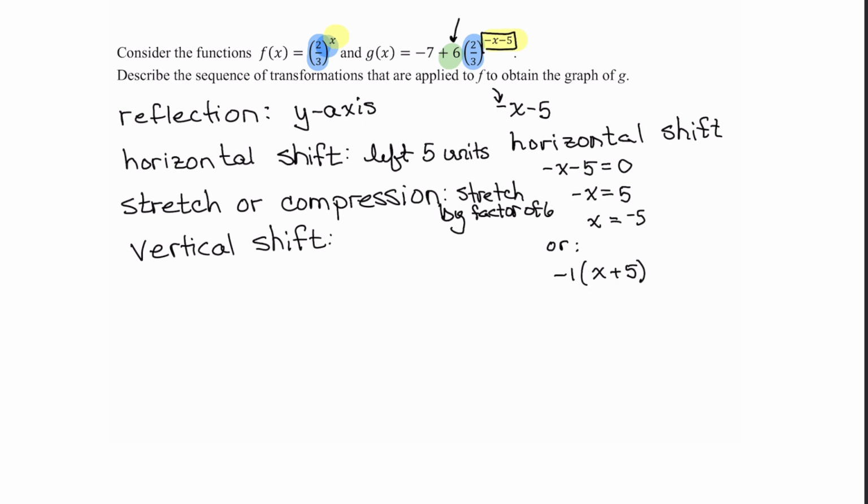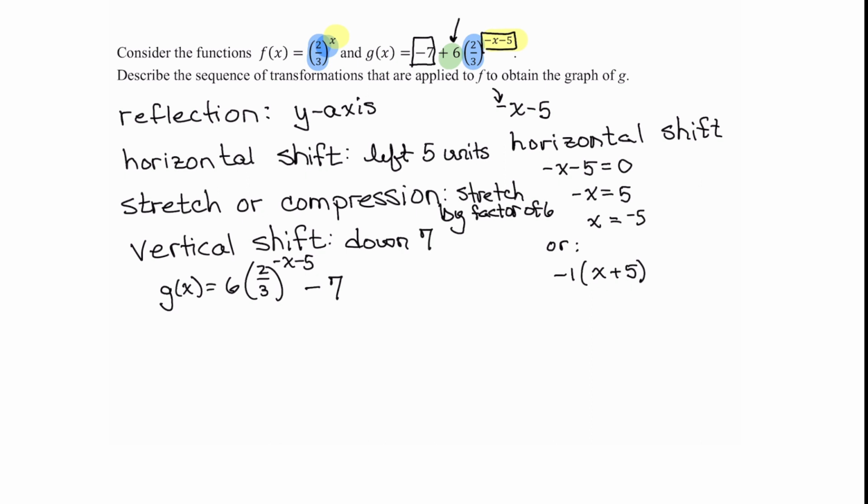And then vertical shift, well, the vertical shift is identified by the constant term, if you have one. Most times we see that constant term after all of the other transformations on the function. So a lot of times we would see this g of x written as 6 times 2/3 to the -x minus 5, and then -7. And then you can see a little bit better that the vertical shift is down 7.